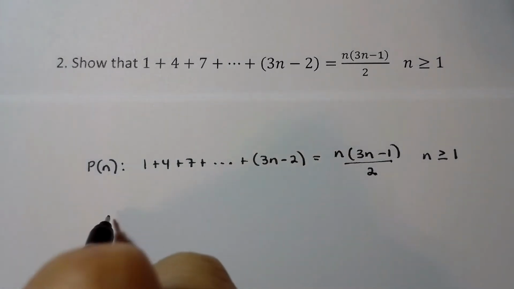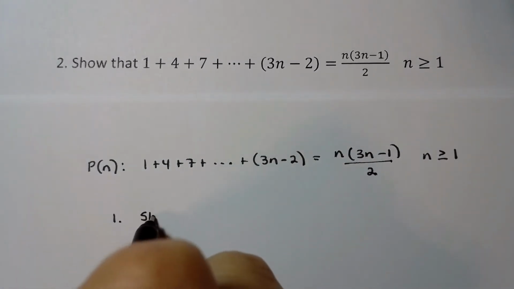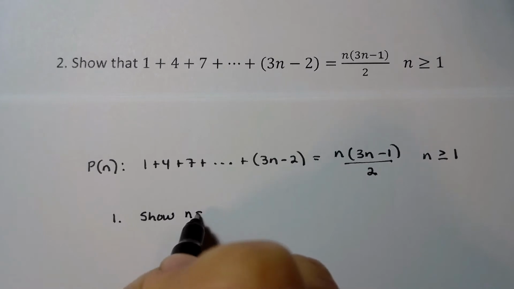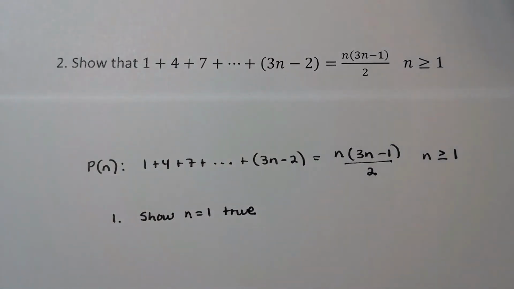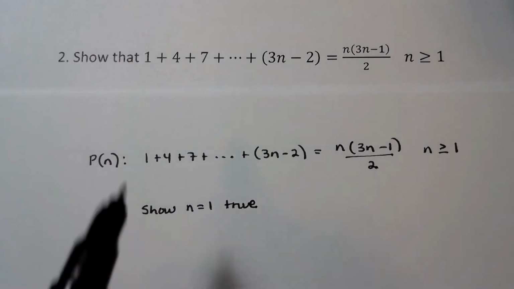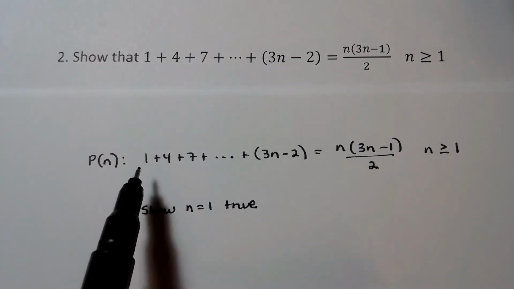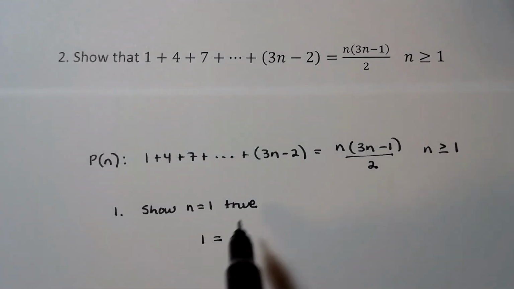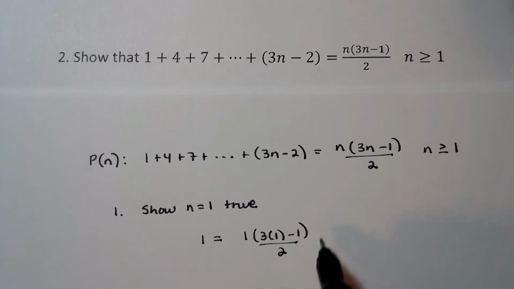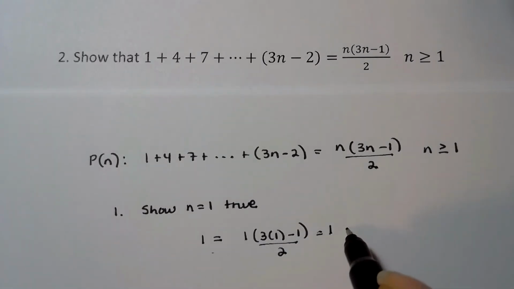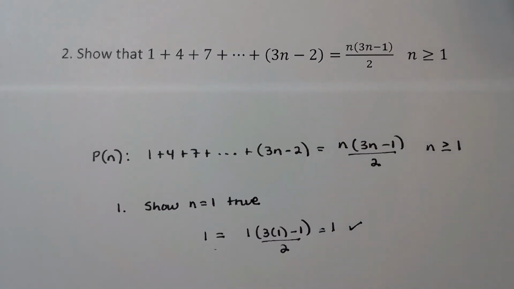Step 1 is the basis. Show n equals 1 is true, and this is good enough to write for IB. They'll accept that. If I look here, when n equals 1, I get 1 on the left hand side. And when I plug in a 1 on the right hand side, I get 3 times 1 minus 1 over 2, and if I clean that up, that's 2 over 2. So the left hand side is equal to the right hand side. That statement's done.